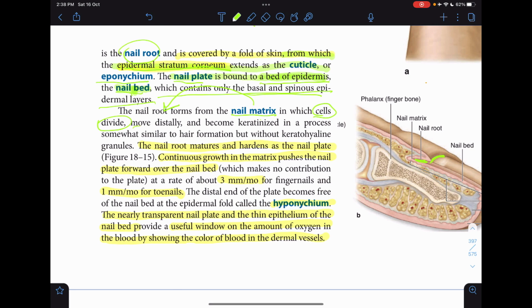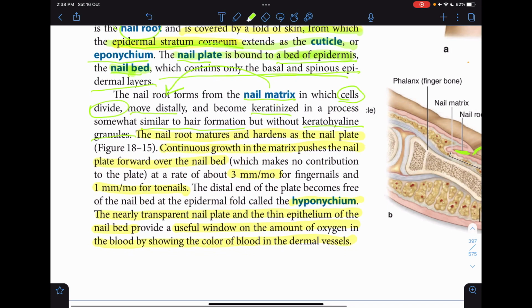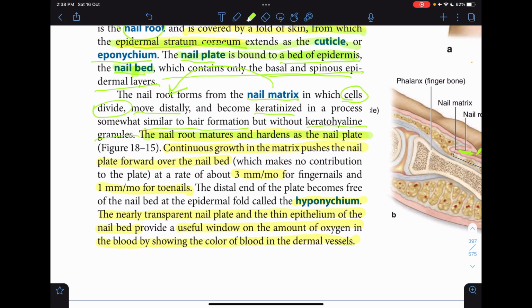The cells also move distally and become keratinized in a process somewhat similar to hair formation but without keratohyalin granules. Okay. The nail root matures and hardens as the nail plate. It's the same thing we talked about: the maturity and hardening of the nail root itself happens in the nail plate. Okay. And we also have continuous growth in the matrix pushes the nail plate forward over the nail bed.